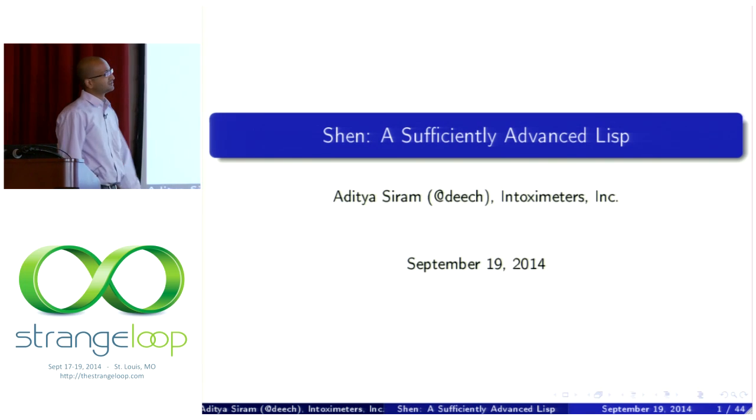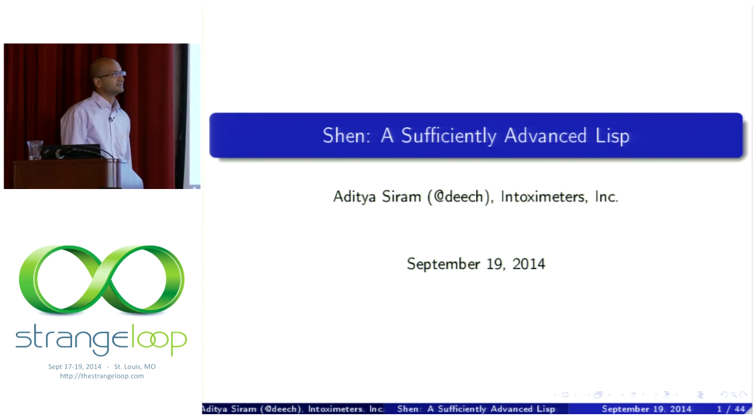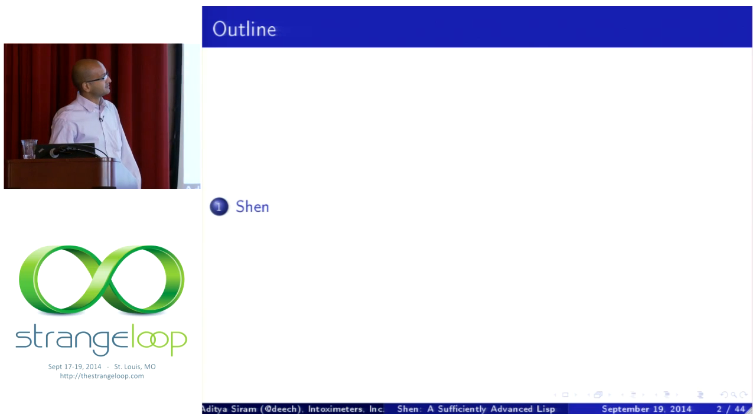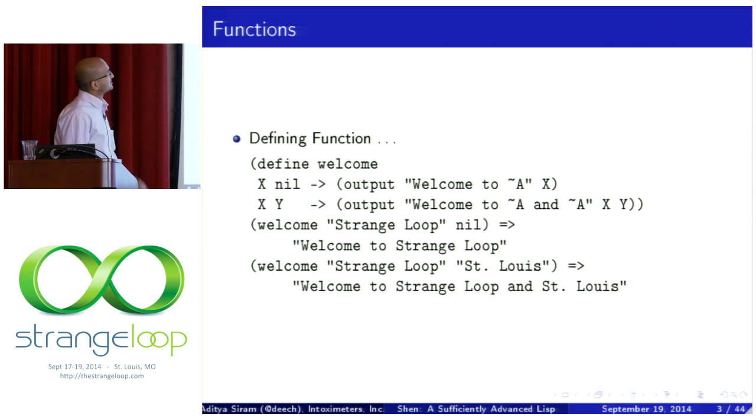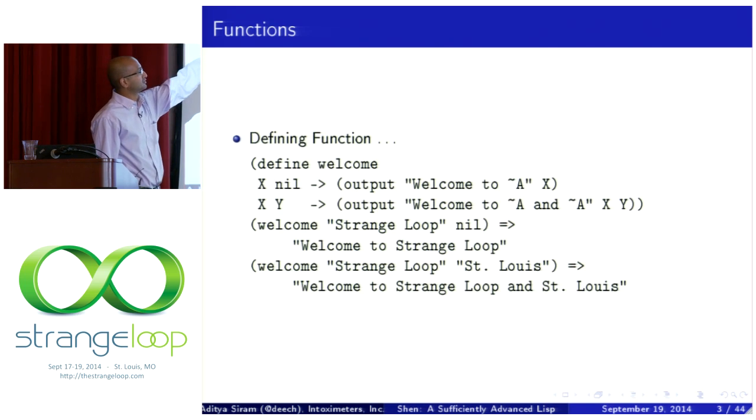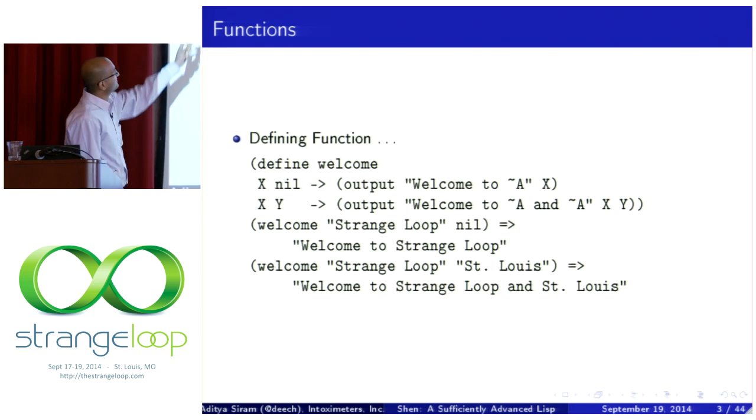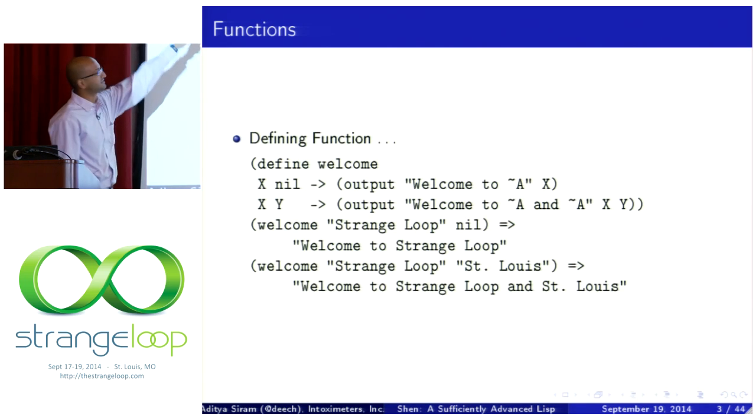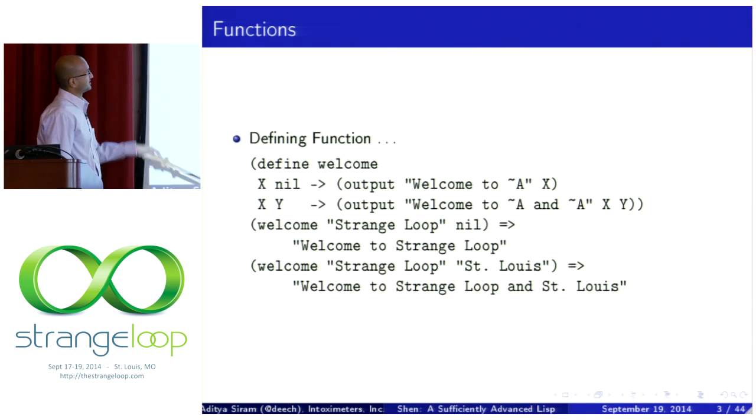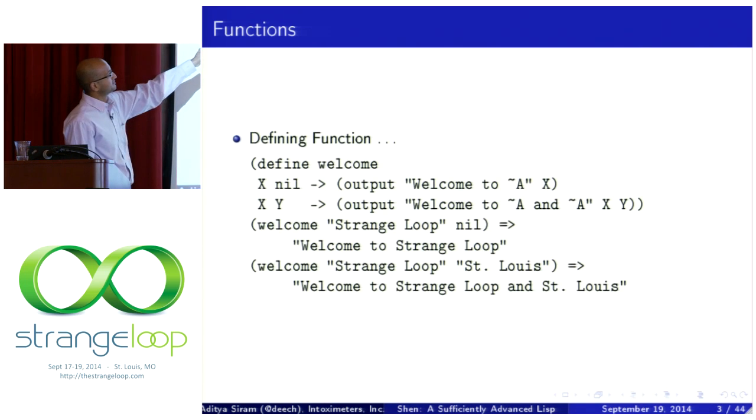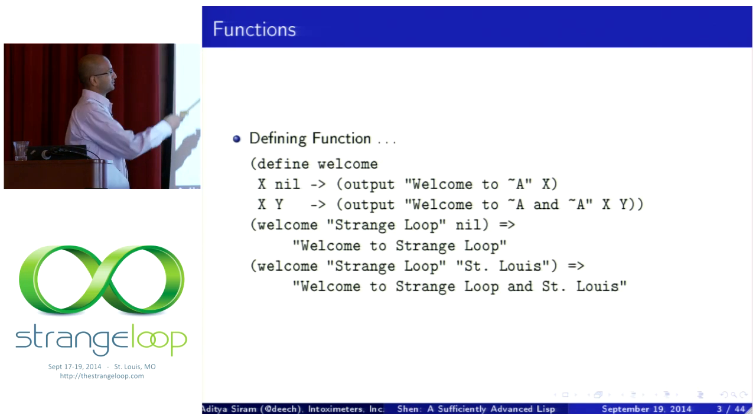So today I'm talking about Shen. It's one of the newer entries into the Lisp family, and one of the more interesting ones. So let's just get some syntax out of the way real quick. This is how you define a function in Shen. You start off with define, which is fairly routine, and the name of the function, but all of the arguments are pattern matched, right? So that first pattern match only happens if the second argument is nil. If the second argument is not nil, it just falls through to the second thing. So if I go welcome strange loop nil, it's just going to say welcome to strange loop.